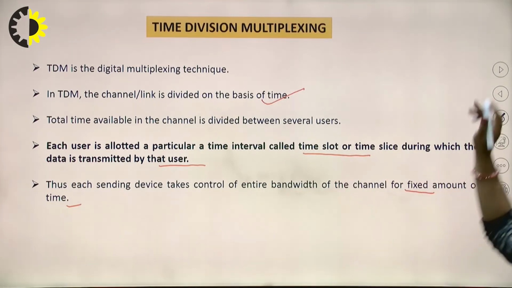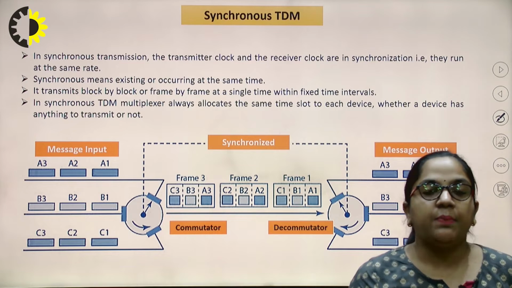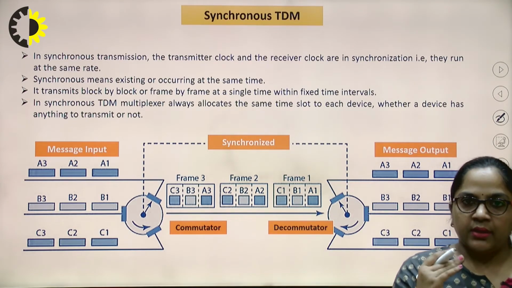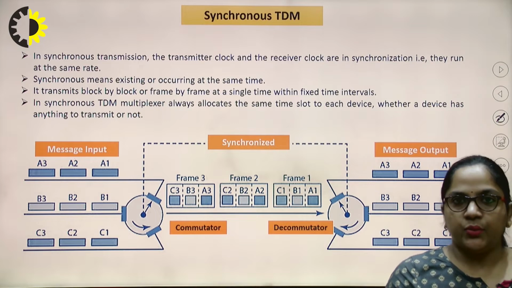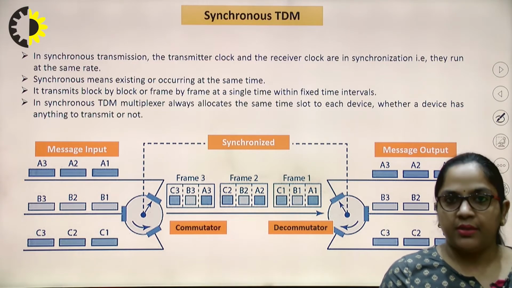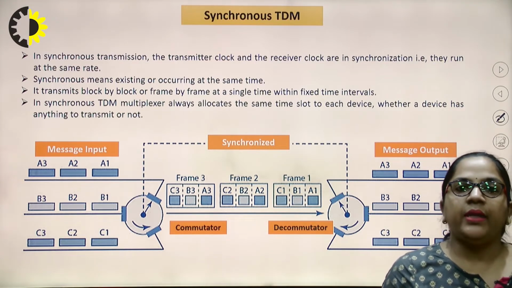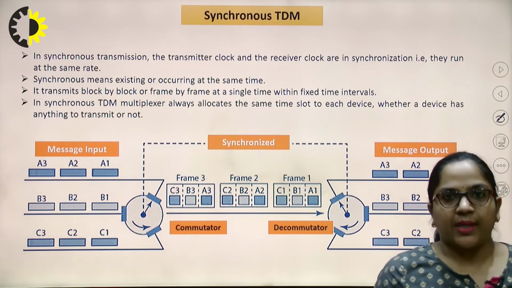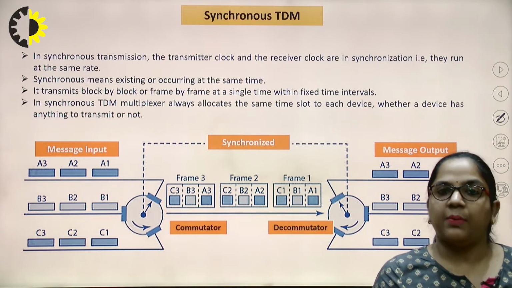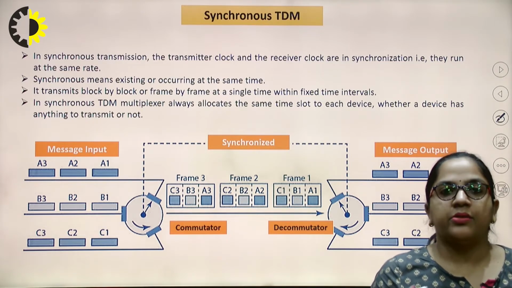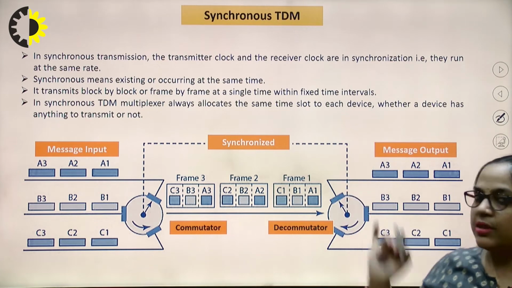Time division multiplexing is of two types, synchronous TDM and asynchronous TDM. The division of total available time to the users can be done in two ways. Either we can assign a fixed time interval to each user, or we can make this allocation of time slots flexible. If it is fixed and pre-assigned, then it is called synchronous, and if it is flexible, then it is called asynchronous.